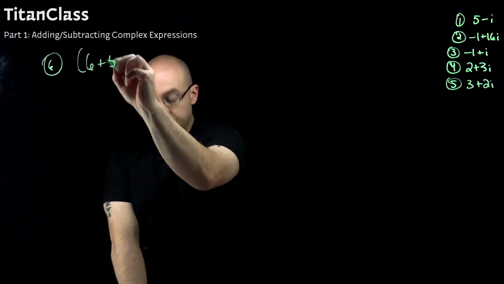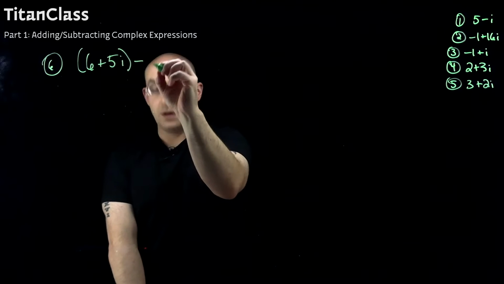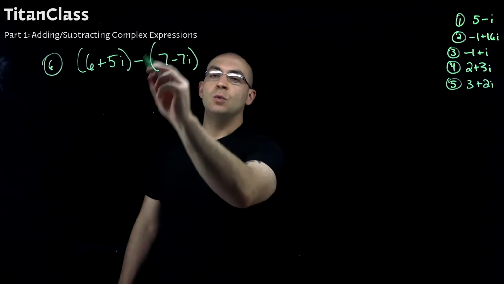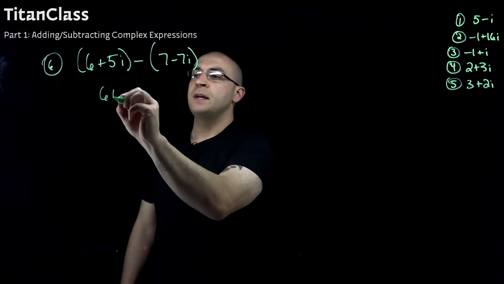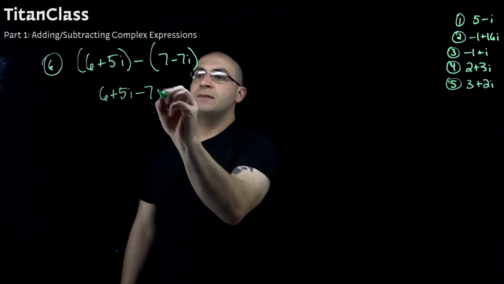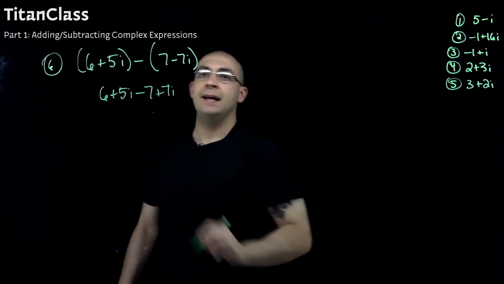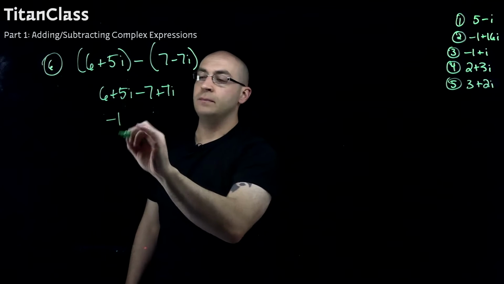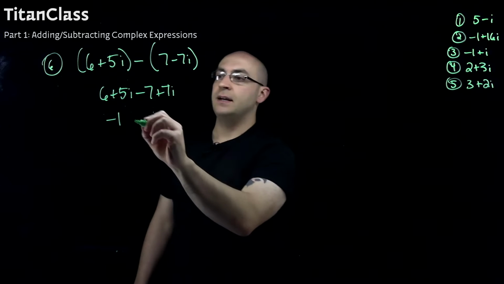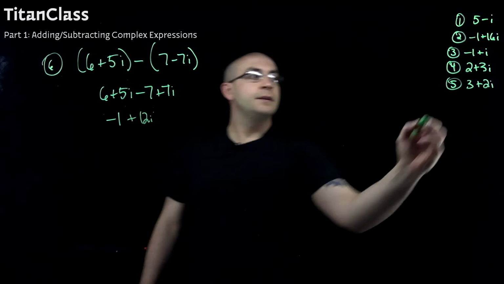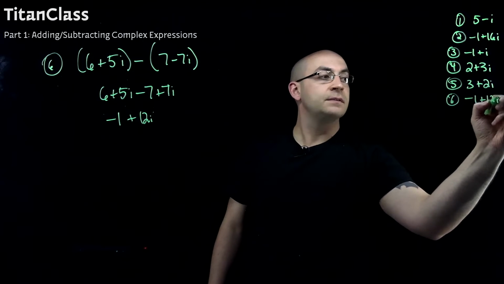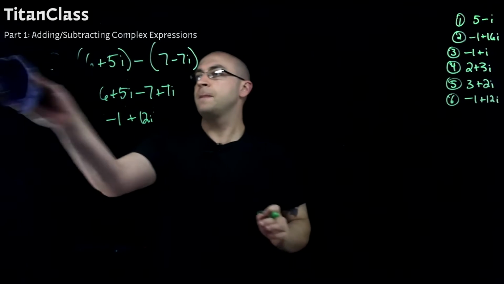Number 6. 6 plus 5i minus (7 minus 7i). Okay, again, just like the last problem, we are distributing the minus sign in the middle. 6 plus 5i minus 7 plus 7i. Combine like terms. 6 and negative 7 is negative 1. And 5i plus 7i is 12i. So number 6 is negative 1 plus 12i.